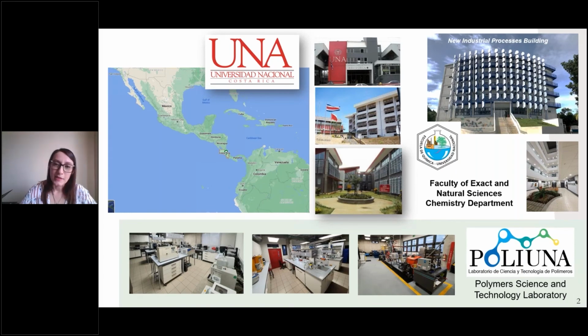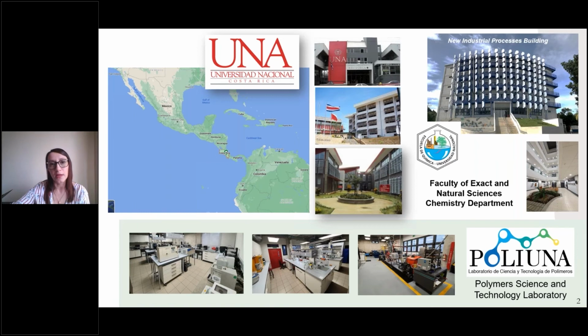Costa Rica is a really small country located in Central America. And we have 5 state universities. Universidad Nacional is one of them. And we work at the chemistry department. This is the building, the new building of chemistry. And we belong to the Faculty of Exact and Natural Sciences.